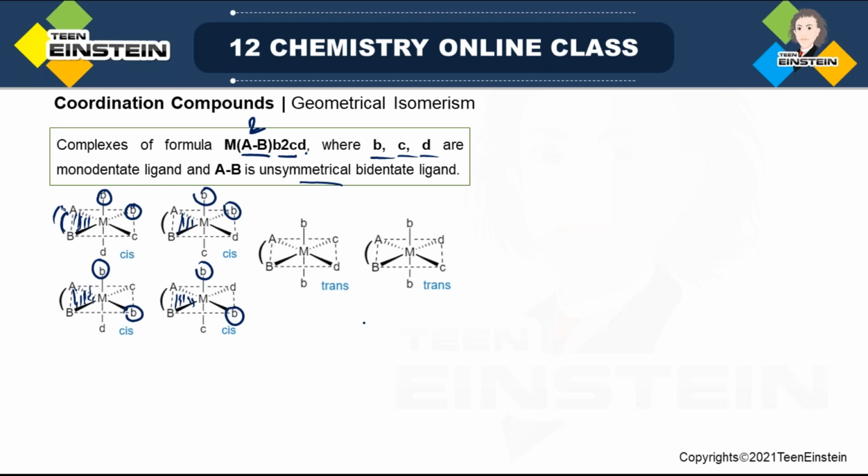But when we are saying it is trans, still this part is common, because we cannot make any change here. You cannot place A and B in trans position. That is not possible because the length is not so high. Now b 180 degrees to each other, again 180 degrees to each other. Okay, so 2 trans and 4 cis, fine.